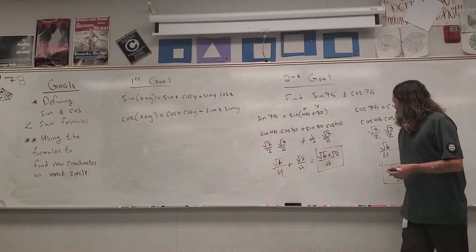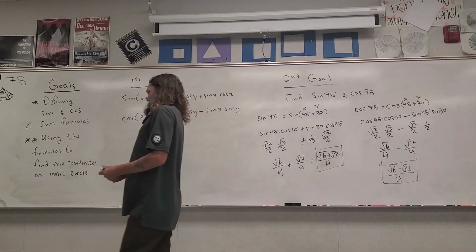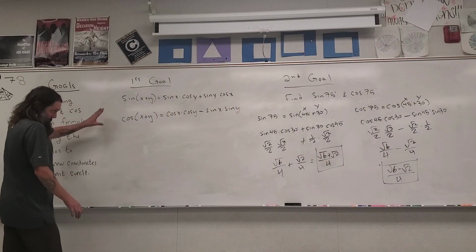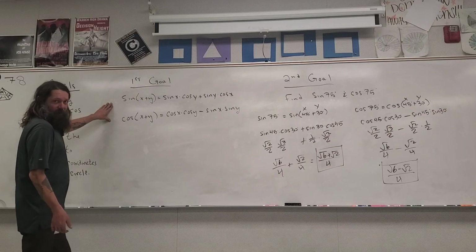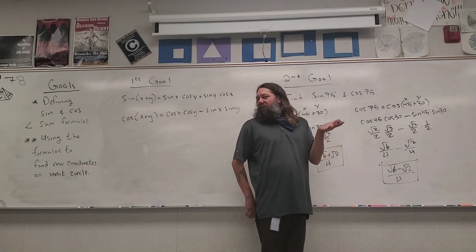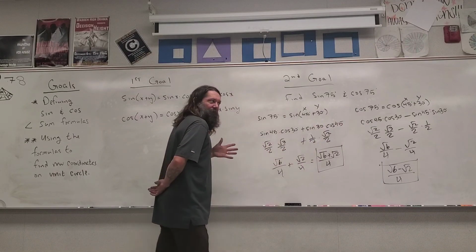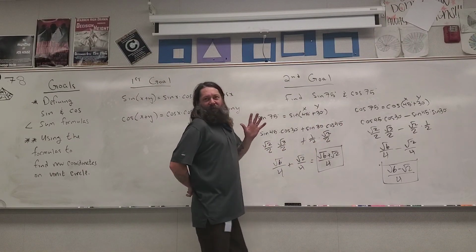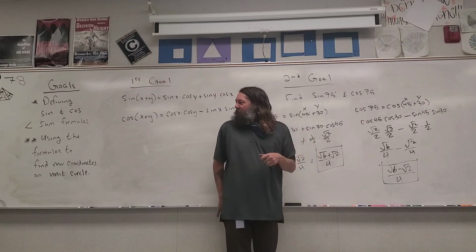And that is today's lesson, using the formulas that were created by adding two triangles together on the unit circle. Hopefully this makes sense to you. I think it's a pretty simple lesson. Hopefully we don't have too many problems with this one. I'm going to go ahead and end this right here. This was more procedural than anything else.